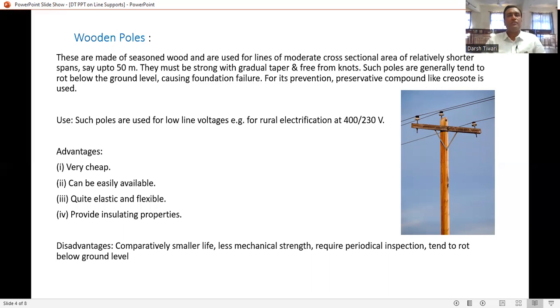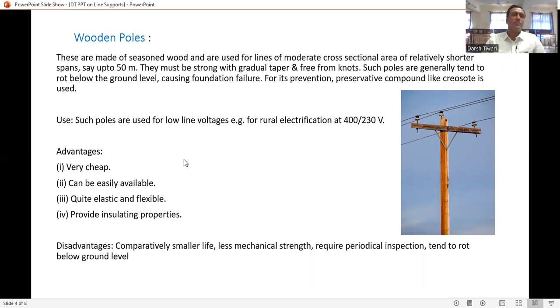Such poles are generally used for distribution purpose, or we can say for rural electrification for the voltage of 230 volt or for three-phase 440 volt. And such poles tend to rot below the ground level, which may cause foundation failure.